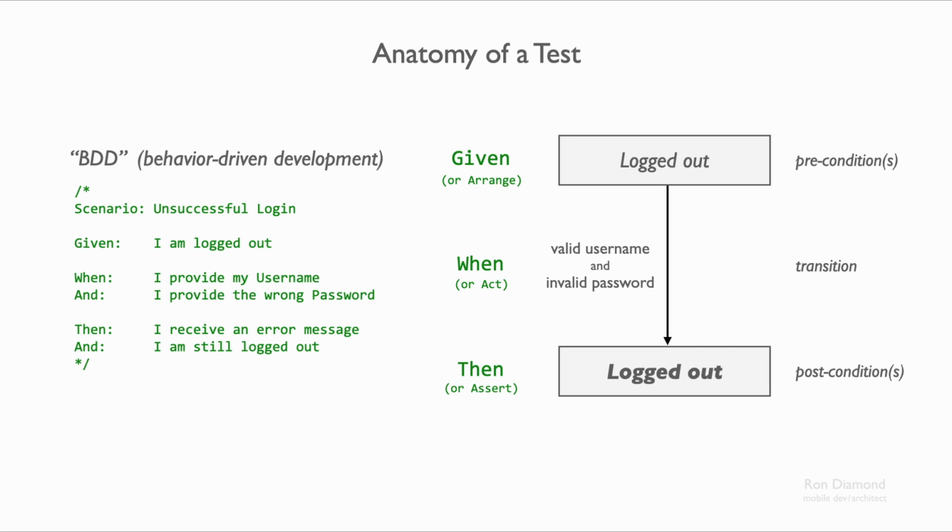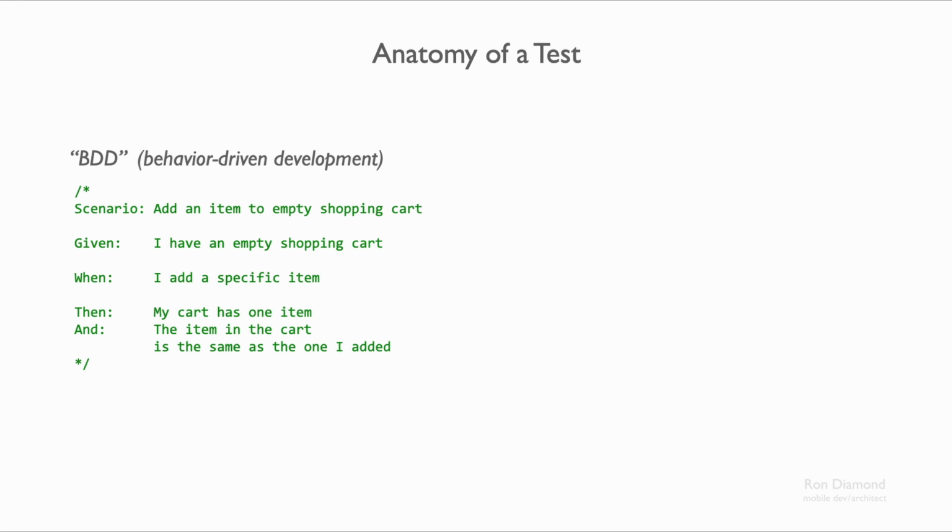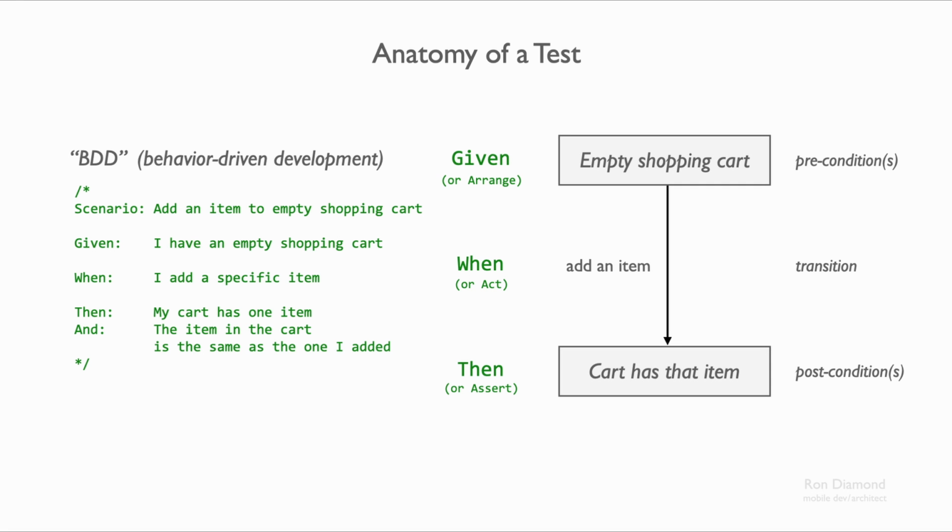So that's another scenario. Okay, let's try one more just to make sure we get the hang of it. Let's say we have a shopping cart, and our scenario in this case is to add an item to an empty shopping cart. So the precondition is that we have an empty shopping cart. The transition is that we add an item, a specific item. And then we expect that the cart now has one item, and the item in the cart is the same one that we added. Simple enough.